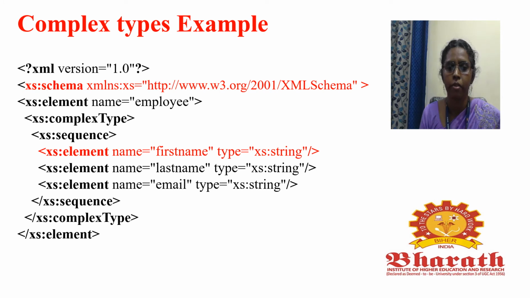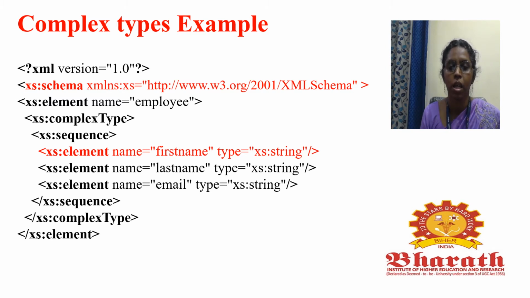In the second line we are defining the schema for the URL, and in the third line we are giving the name for the schema, that is the element name, and then we are mentioning that the schema is of complex type.